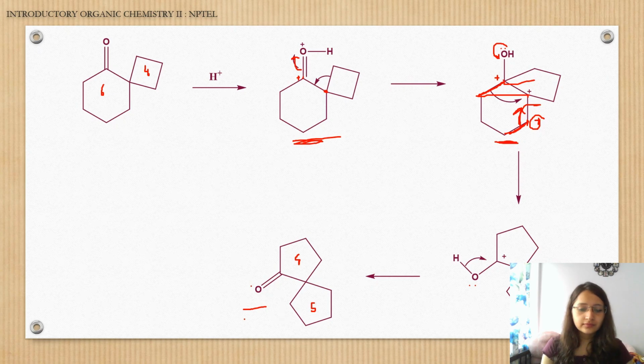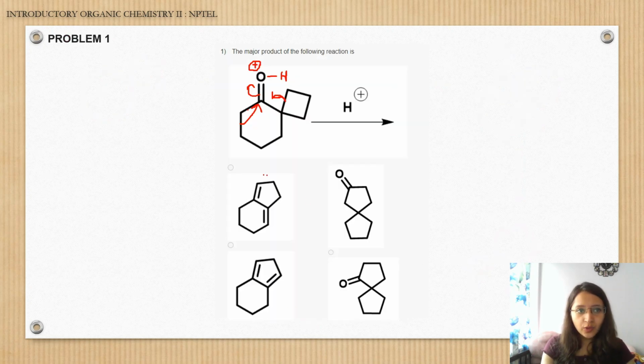Yes, ma'am. So this is known as the Wagner-Meerwein rearrangement. The driving force of these kinds of rearrangements is just releasing the ring strain, or the formation of a more stable carbocation. So the answer of this problem will be, which one is the answer? Option D, ma'am. Yes, option fourth will be the answer.